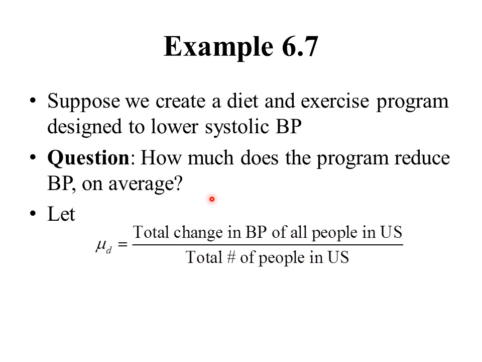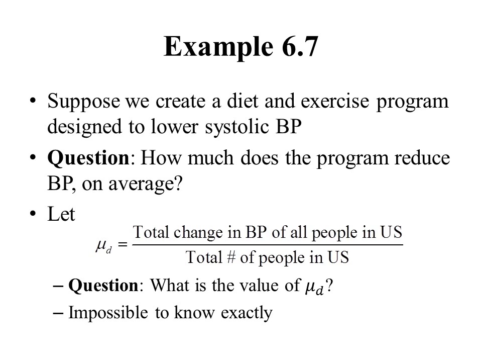So we want to find the total change. We'd have to give this diet to every single person in the United States, and then calculate the change of each person, add up all those changes, and divide by the total number of people in the United States, and that would give us the exact value of mu sub d. And so our question is really, what's the value of mu sub d? Well, this is impossible to know because it would require us to give this diet to every single person in the United States, and that's just not possible. So we're not going to know the exact value of mu sub d.